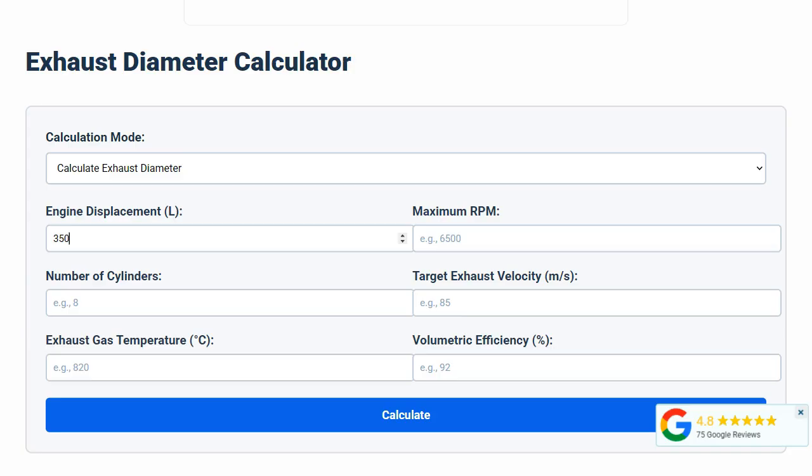The calculator also considers volumetric efficiency, which you can adjust based on your engine type. Once you click Calculate, the tool displays the recommended exhaust pipe inner diameter. This ensures your exhaust system provides the right balance between low back pressure and sufficient gas velocity for effective cylinder scavenging.